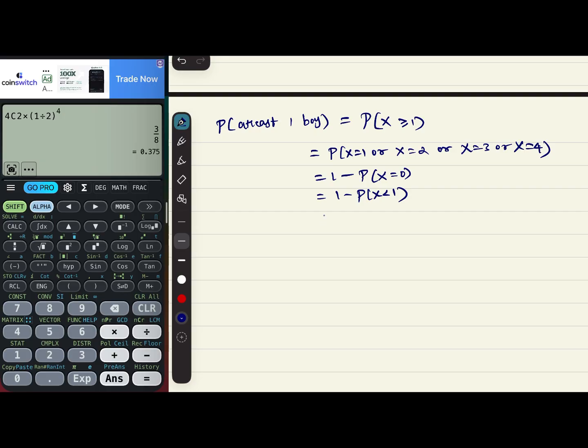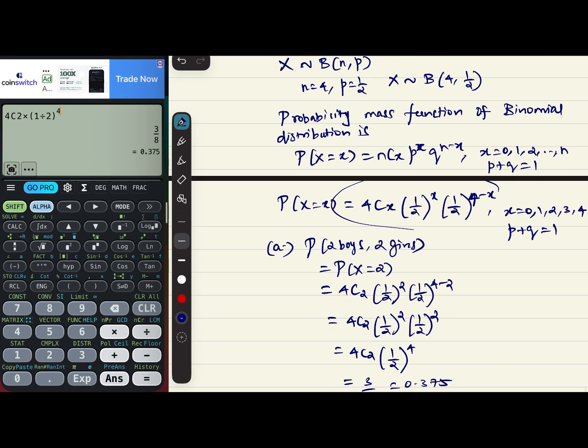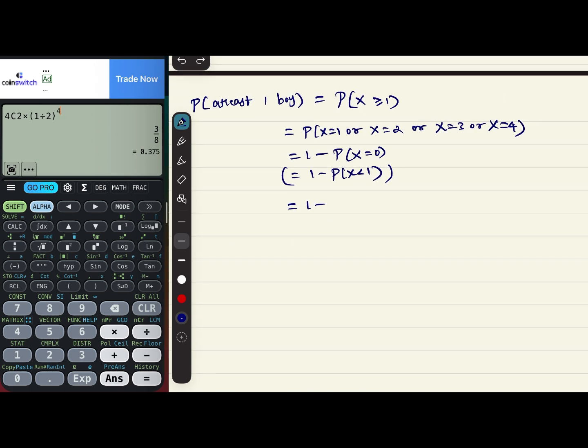So we can just find 1 minus what is p of x equal to 0. You have to substitute it in this place. You can see here in this place, 4c0 half power 0 half power 4 minus 0. Hope you can get this concept right. All right. So you can write 4c0 half power 0 half power 4 minus 0. Okay. So what will be that answer?